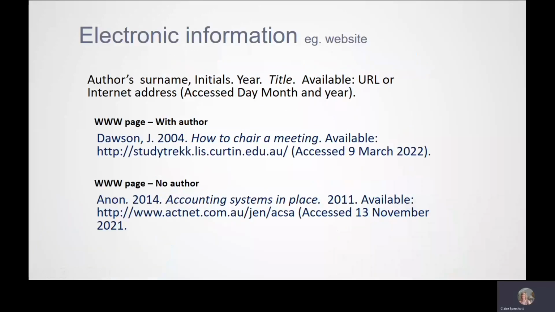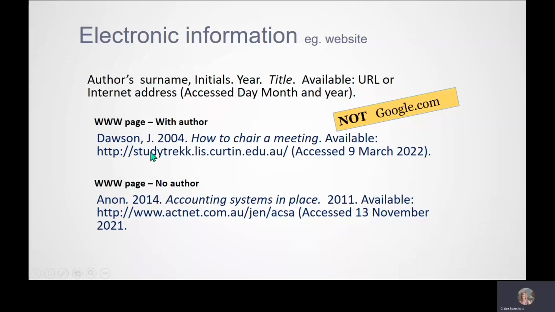Okay, and then let's look at some other electronic information. If you're taking information from the internet or from a website, again, here's the format to follow. It starts off the same: author's surname, comma, initials, the year, full stop, the title, that's always going to be the same. Then you have to write the word available and then copy down the URL or the internet address. And then in brackets, you would put accessed and the day, month and year that you accessed it.